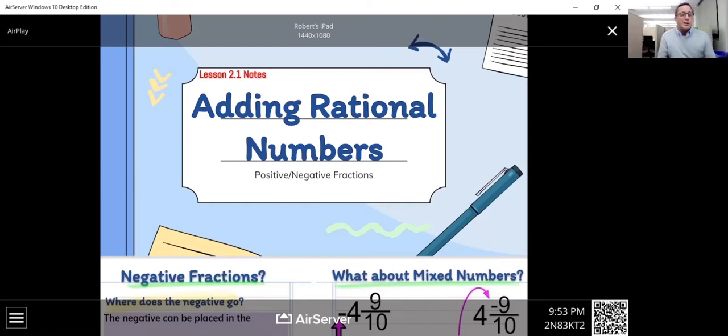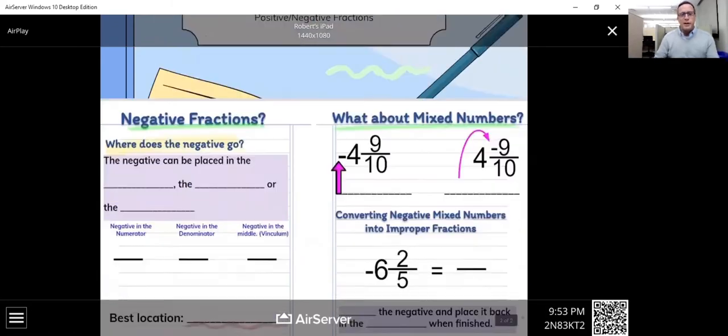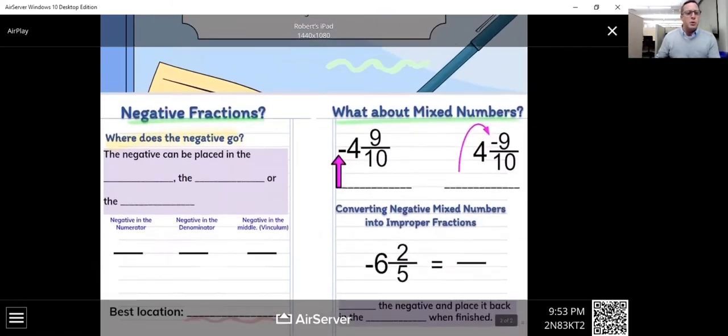Now, remember, a rational number is just a fancy way of saying it's a fraction. Rational has the word ratio in it, and ratio just means a fraction. So let's get into the first part here, which is where does a negative go? Most people have decided that when we're talking about a fraction, a negative can go in either one of three locations.